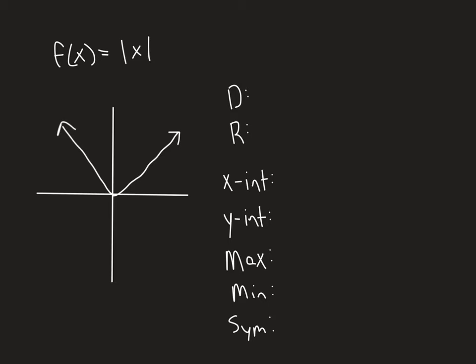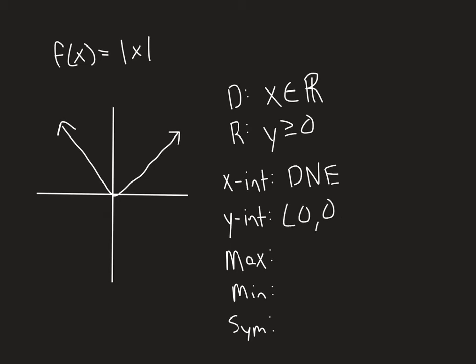So the domain of this function is going to be that x is a subset of all real numbers because there are no restrictions. And the range is going to be y is greater than or equal to 0 because there are restrictions below the x-axis. For the x-intercept, we're not going to have an x-intercept, so it's going to be written as that it does not exist. However, we have a y-intercept at (0, 0).